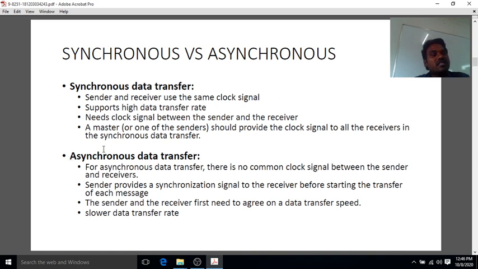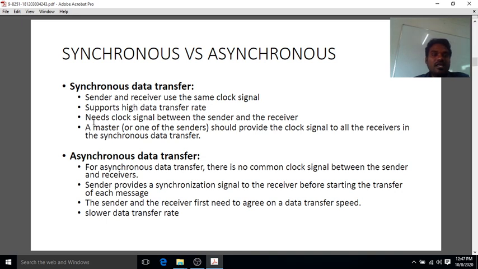Synchronous data transfer is nothing but the sender and receiver use the same clock signal. The same clock signal can be shared by the sender and the receiver. That means the clock pulses which are used by the sender, the same clock pulses can be used by the receiver also. It supports a high data transfer rate. That means during the same clock signal the sender and receiver operate, so it supports the high data transfer rate.